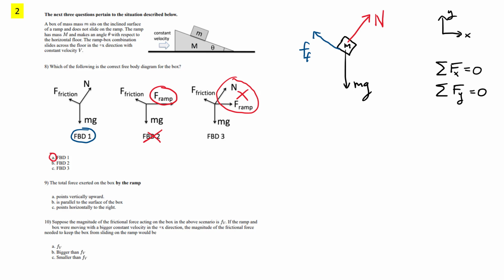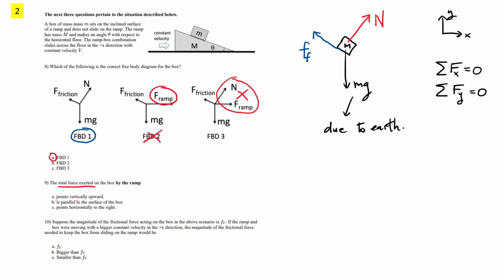All right, question 9 says the total force exerted on the box by the ramp points vertically upward, is parallel to the surface of the box, points horizontally to the right. All right, so we want to know the total. So this guy is a little bit tricky right here. So what we have are 3 forces here acting on the block. The weight is due to the earth pulling down on that block, right? So that one definitely has nothing to do with the ramp.